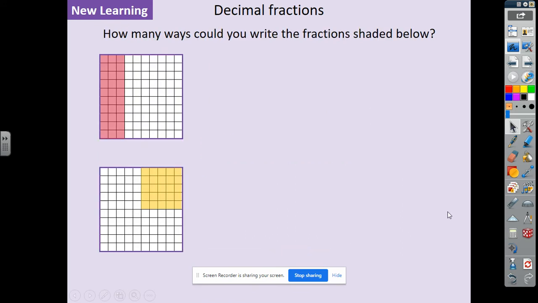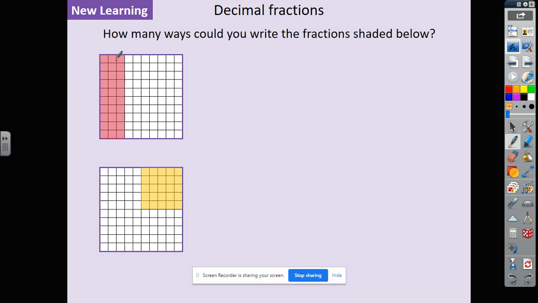So let's have a look at these. What do I notice about this? The first one, I know that this is 10: 1, 2, 3, 4, 5, 6, 7, 8, 9, 10. So 10, 20, 30. I could write that as 30 over 100. We also know that we can write that in a simpler form.